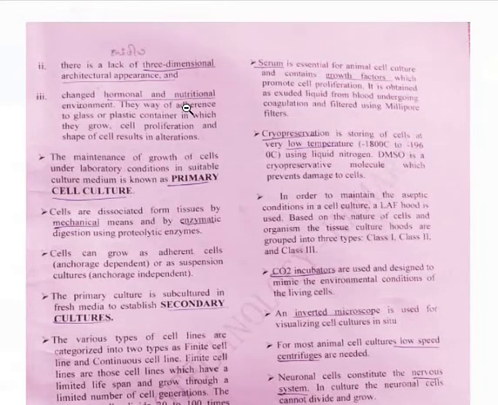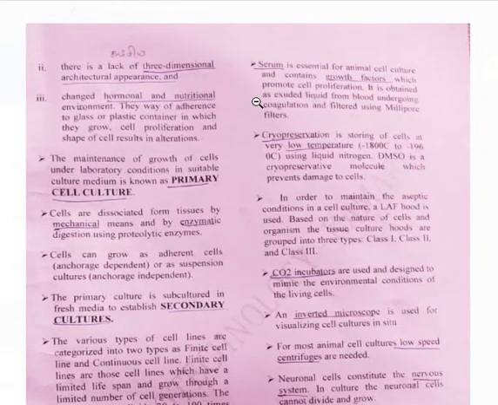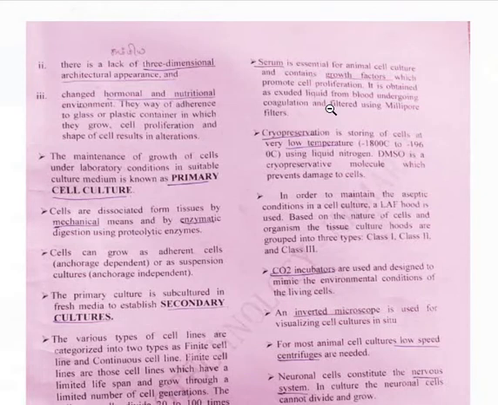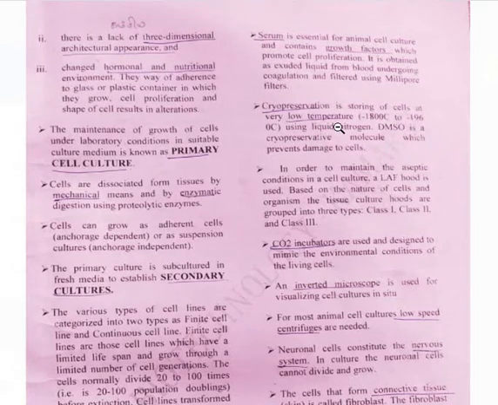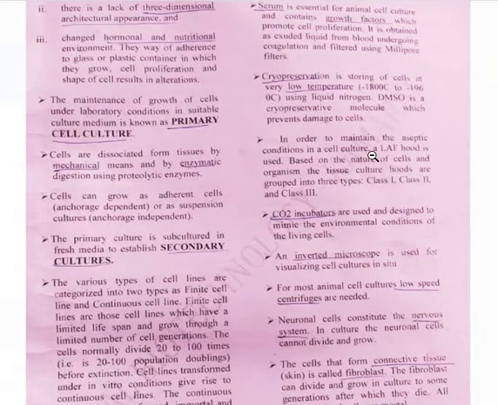Serum is popularly used for animal cell culture. Serum-free media is also available. Serum has some growth factors for the development of animal cell culture. Cryopreservation methodology you can use for storing the cells. After culturing the cells, if you want to store them, by cryopreservation you can store the cells at very low temperature, that is minus 180 to minus 196 degrees Celsius, using DMSO and liquid nitrogen.